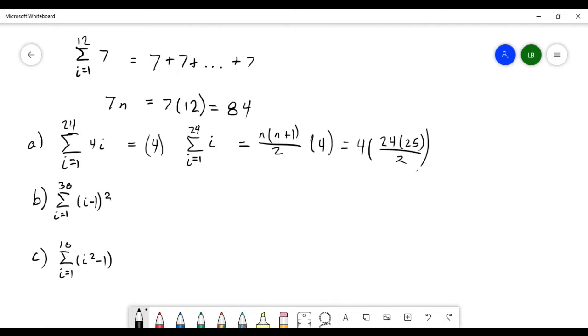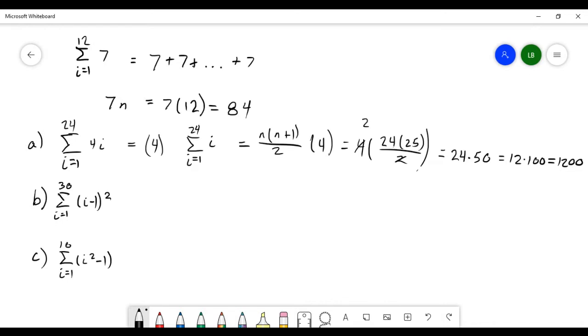So there we get 2 times 24 times 25, or 24 times 50, or 12 times 100. So I believe it should be 1200. And I can check with the calculator. And yes, the answer is 1200.